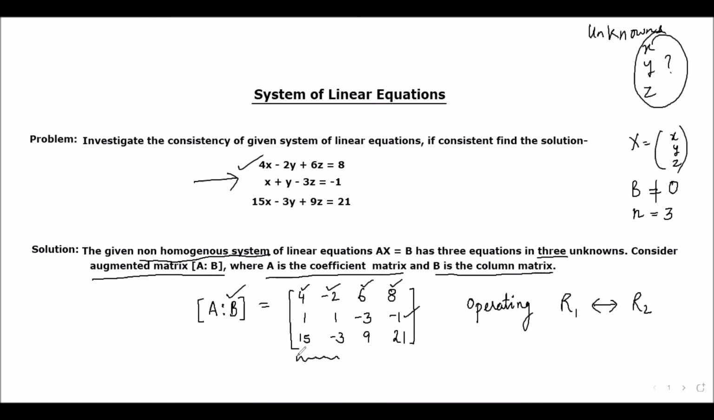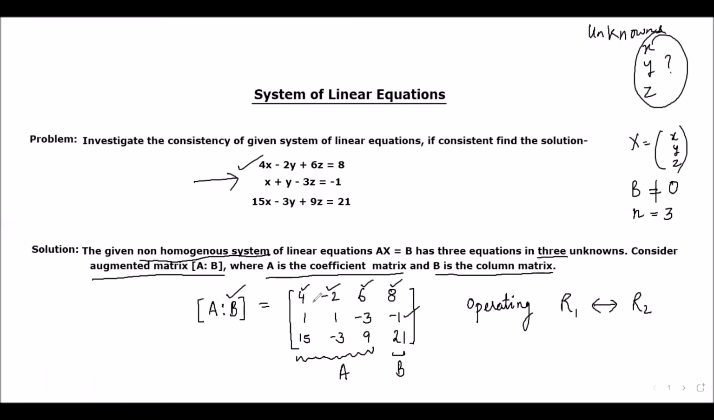So the first three columns are the coefficient matrix, which we get from the coefficients of the unknowns x, y and z. And this last column is the right hand side of these equations, which we have named B, a column matrix. Now, for checking the consistency of the given system of linear equations, we need the ranks of two matrices. The first is the augmented matrix itself, and the second is the coefficient matrix.